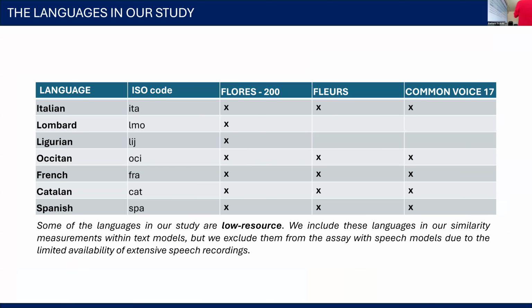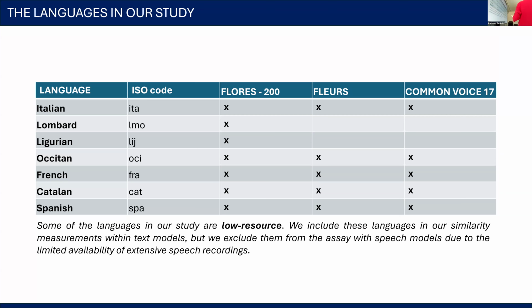So this would be the languages of our study. Italian, I included two languages of Northern Italy, that's Lombard and Ligurian, Occitan, French, Catalan, and Spanish. They are all covered by Flores 200. Unfortunately, the two languages from Northern Italy are not covered by FLEURS, so we are excluding that from the audio analysis, and they're also not represented in Common Voice. But basically, for the speech part of the analysis, we're going to have Spanish, Catalan, French, Occitan, and Italian.